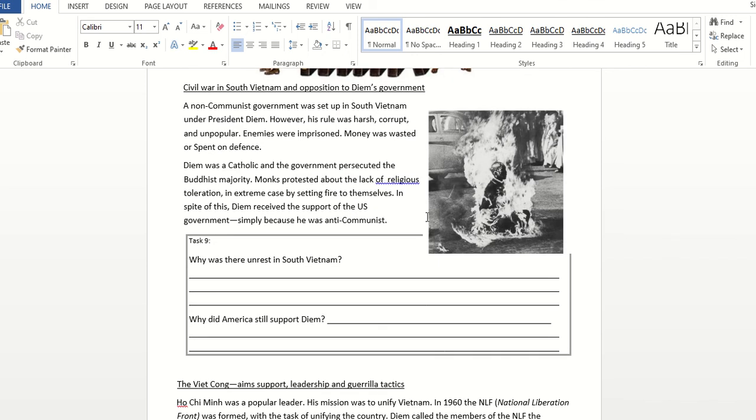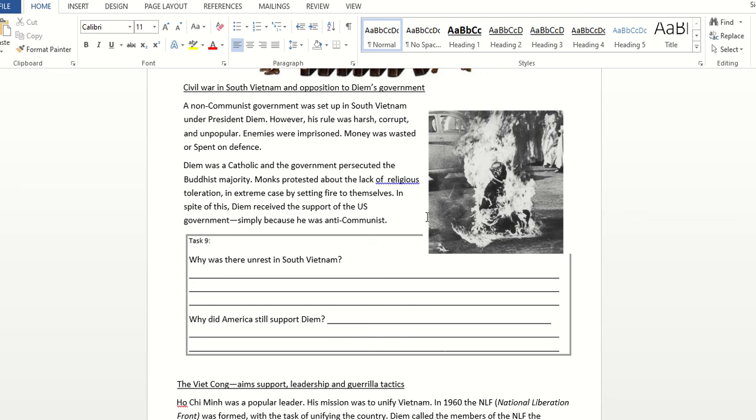Moving on to task 9, we can see here the support that the Americans gave to South Vietnam. Now, the leader of South Vietnam was a man called President Diem, and he was a very harsh leader. He was very unpopular, but the Americans supported him because they preferred a harsh leader to a communist leader. The thing is, this wasn't necessarily the best idea.